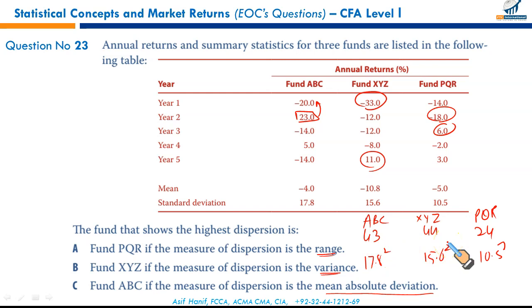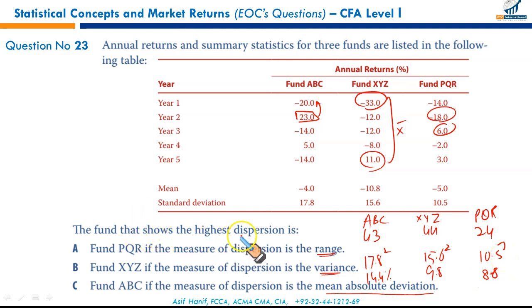And the last one, and that is what will take more time, mean absolute deviation. So I'm going to consult the results, and as per the results given, the mean absolute deviation for ABC is 14.4%. For XYZ it is 9.8. What you will do, simply calculate the average and then calculate the deviations from average. Absolute deviation divided by the number of observations, that is 5. And it's 8.8.